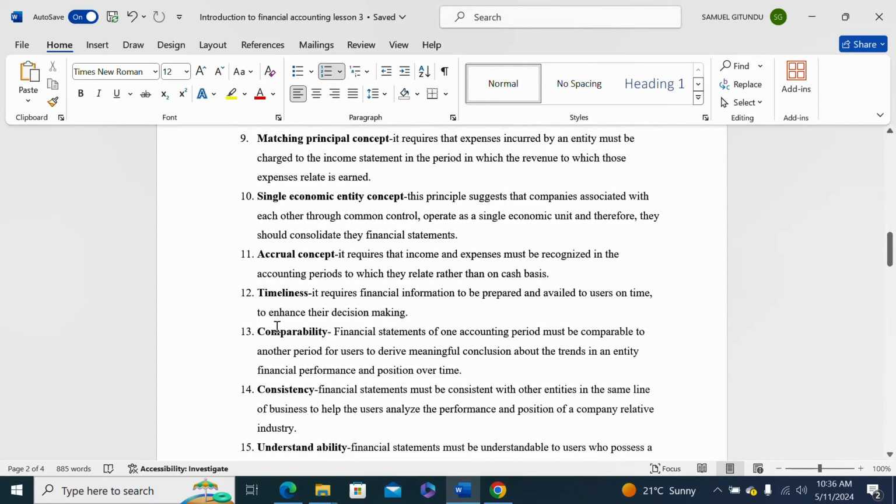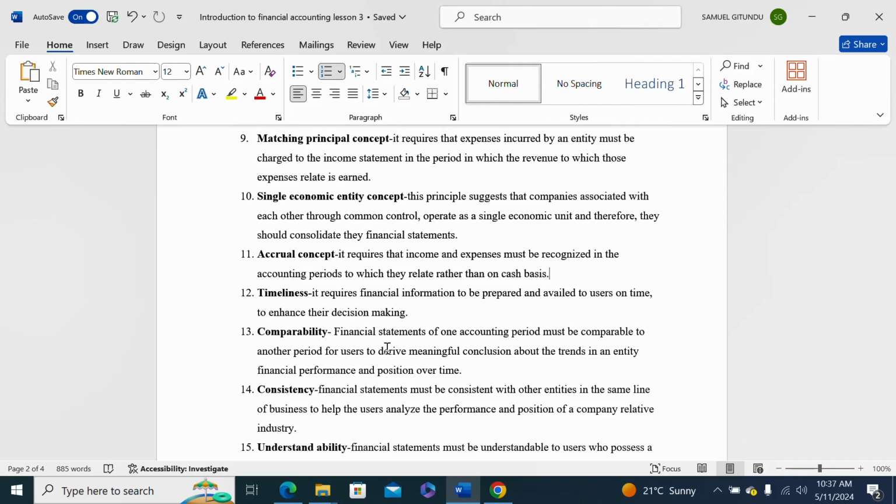Then we have the principle of comparability. The principle of comparability says that financial statements of one accounting period must be comparable to another period for users to derive meaningful conclusions about the trends in an entity's financial performance and position over time. Therefore, comparability is simply that you can compare financial statements of this period with a previous period.